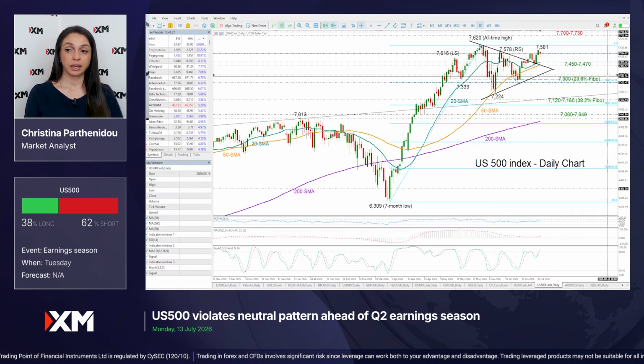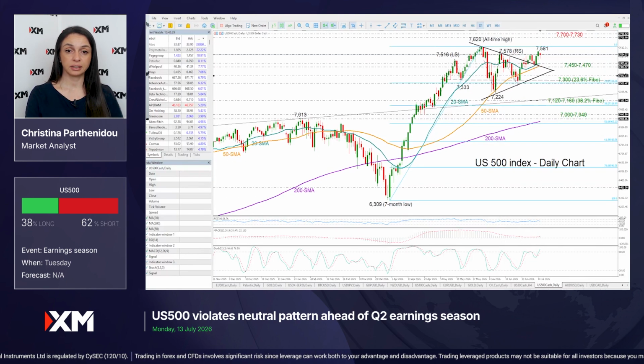So if the data surprise to the upside, if the companies provide a positive outlook about the AI technology and about the AI spending, we could see a bullish continuation. As we can see, the price has violated the symmetrical triangle. It faced support at the upper band of this triangle, so that confirmed that. So that actually kept the bias on the positive side.